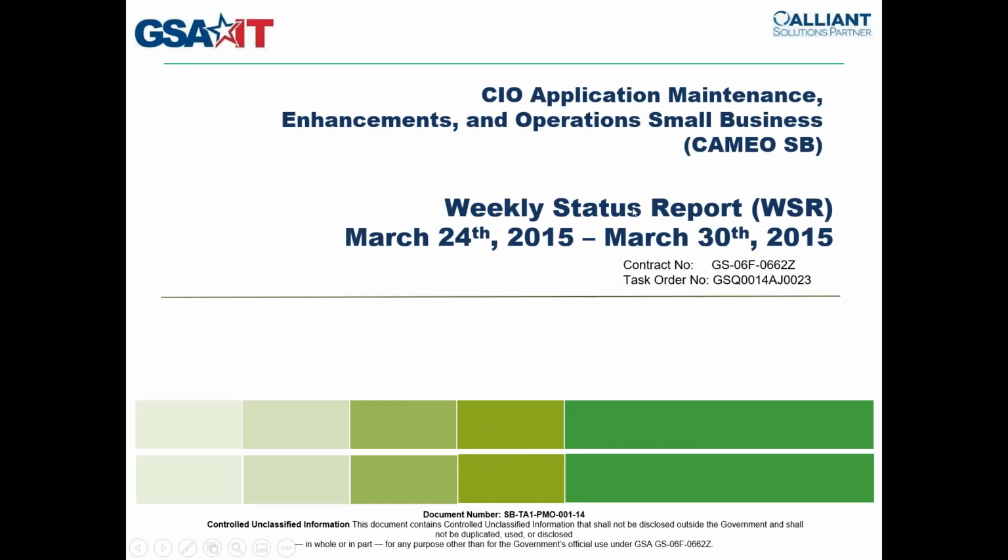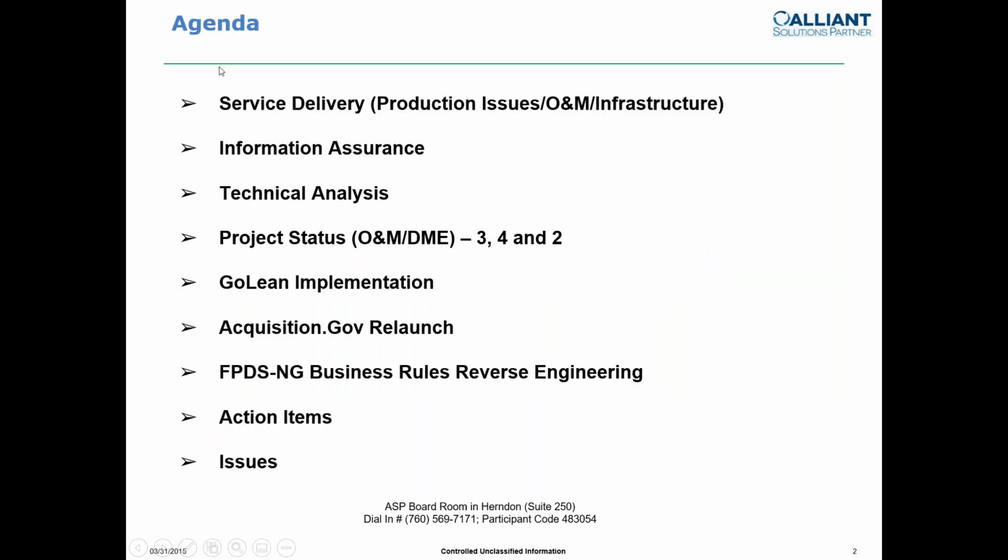So if you see, that's a weekly status report. That's the duration of the report. This is all basic information like contract number, task order number, all that. You will put an agenda, what all we are going to discuss in that report.